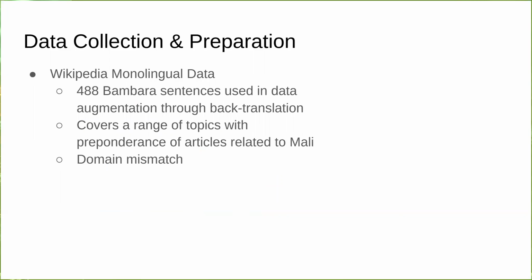We also have the Wikipedia monolingual data of 488 Bambara sentences covering a range of topics with a preponderance of articles related to Mali that we use for training with the translation model and the multilingual model, but it suffered from domain mismatch as well.